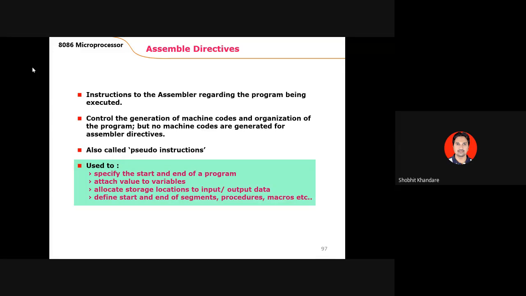Yes, now this last one is important: define start and end of segment. Can any one of you tell me which is the directive which will tell you the start and end of a segment? Can any one of you tell me which is the directive which will define the start and end of the segment? No one? Sir, start colon. No.